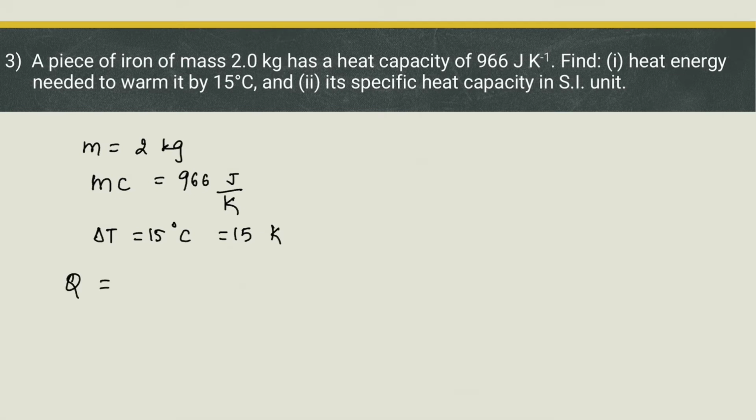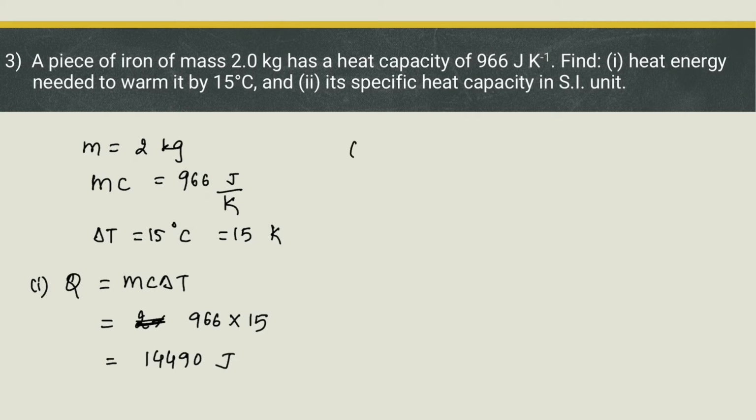Heat energy required is mc delta T, mass into c into delta T. Specific heat capacity is not given, but mass into c is given. Alright, so we take 966 into 15, and that answer is 14490 joule. One four four nine zero joule is the heat energy required.